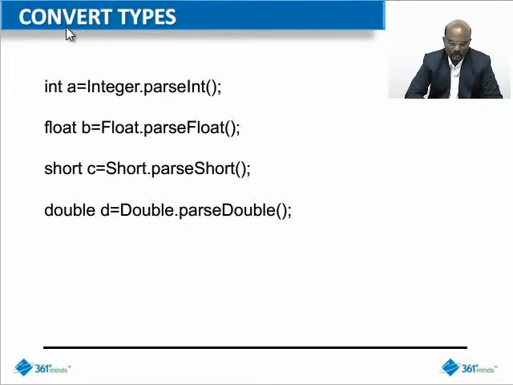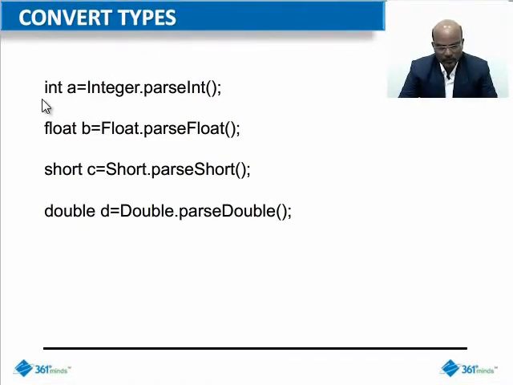These are the convert types. As I told you, there is a wrapper class for every primitive data type. When the user gives an input, that input has to be converted. Suppose he gives a value and that value has been stored in a variable a, which you wanted to convert as int, then you declare the variable a as int a = Integer.parseInt. So parseInt is a method and Integer is a class. So Integer class, parseInt is the method.